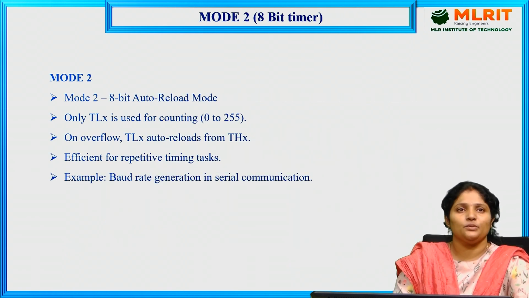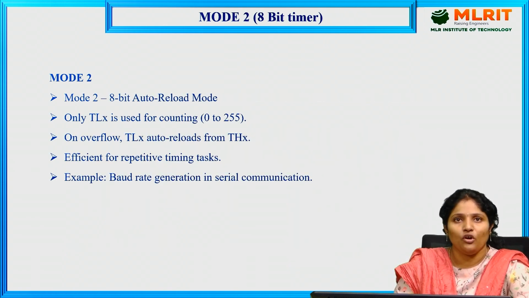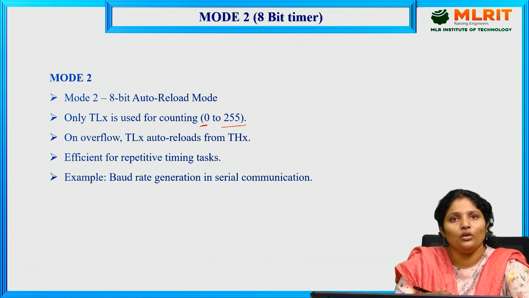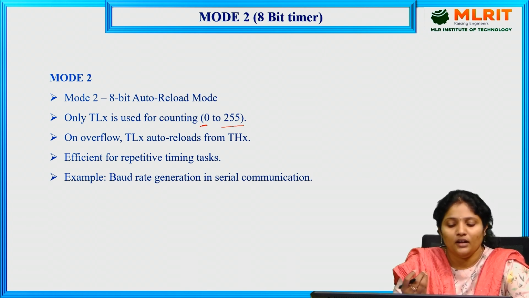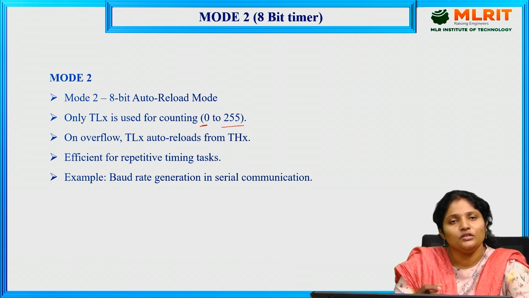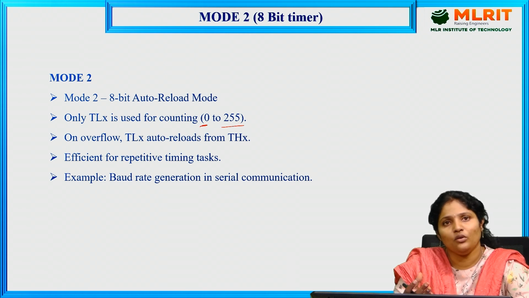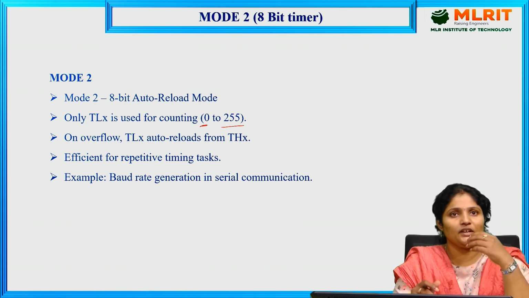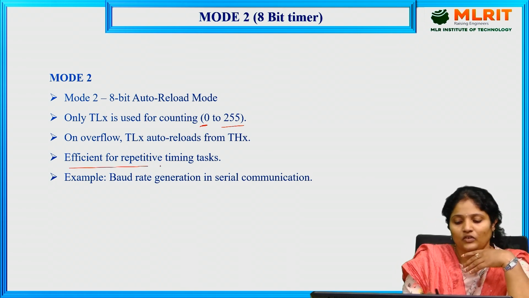Coming to the next one, it is mode 2. Mode 2 is the 8-bit auto-reload mode. Only TLx is used for counting, so the maximum size of the counting is 0 to 255. On overflow, TL auto-reloads from the TH register. If we want to load TL, we load the TH register for 8-bit operations, so automatically TL will be loaded after overflow. The value present in TH will be loaded into TL. Most of the cases it is for very repetitive, efficient timing tasks. If any repetitive timings are there, at that particular time we will be using this mode.